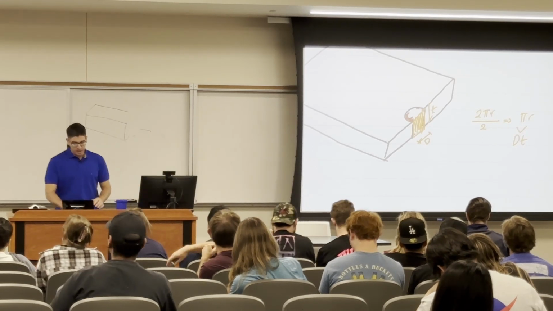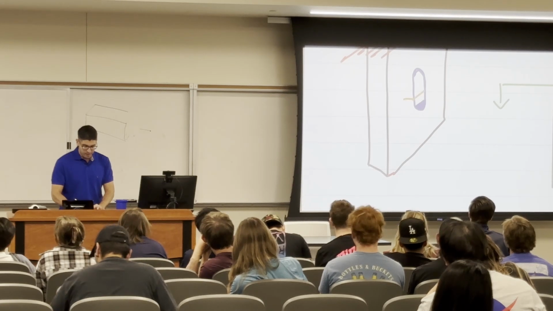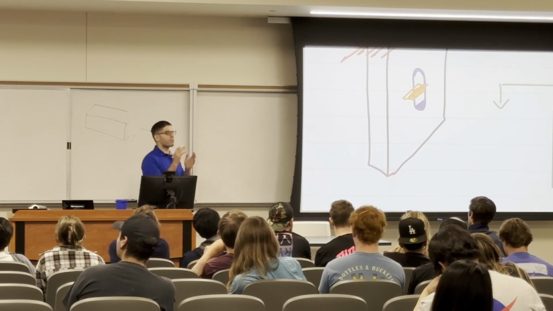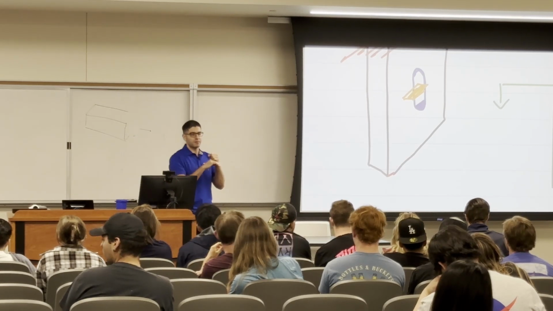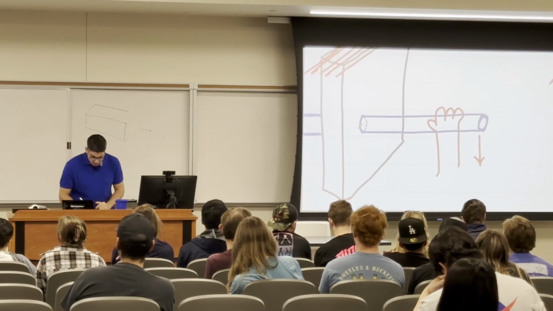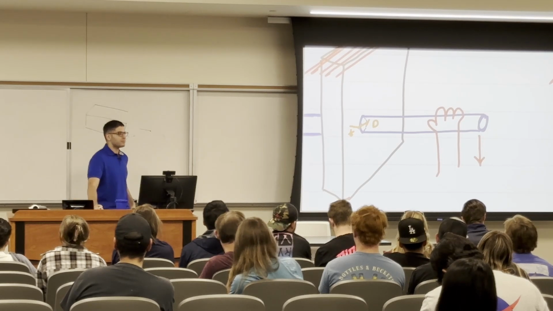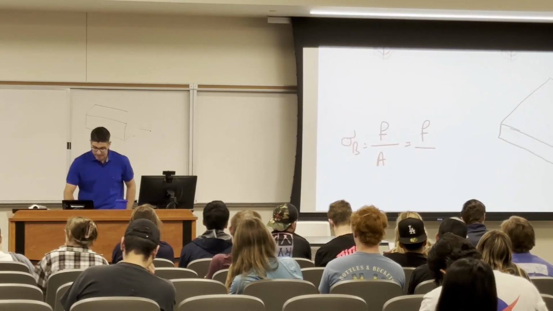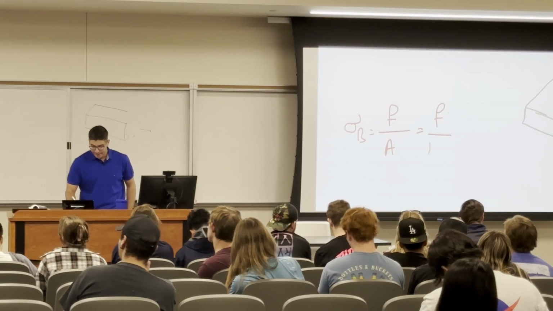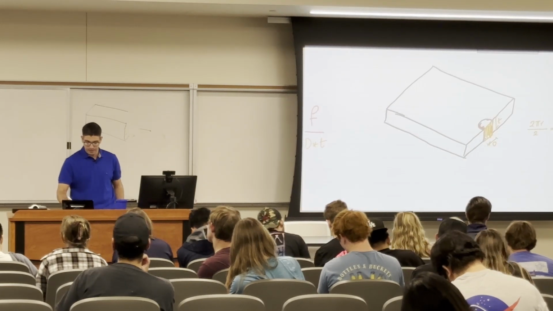So whenever you see a bearing, you would always want to take this area. That is the projected contact of the rod with the plate, which is the diameter of the rod times the thickness of the plate. And this will be my area. So if I want to find the bearing stress, I will say the force over the diameter of the rod times the thickness of the plate, which is basically this area.